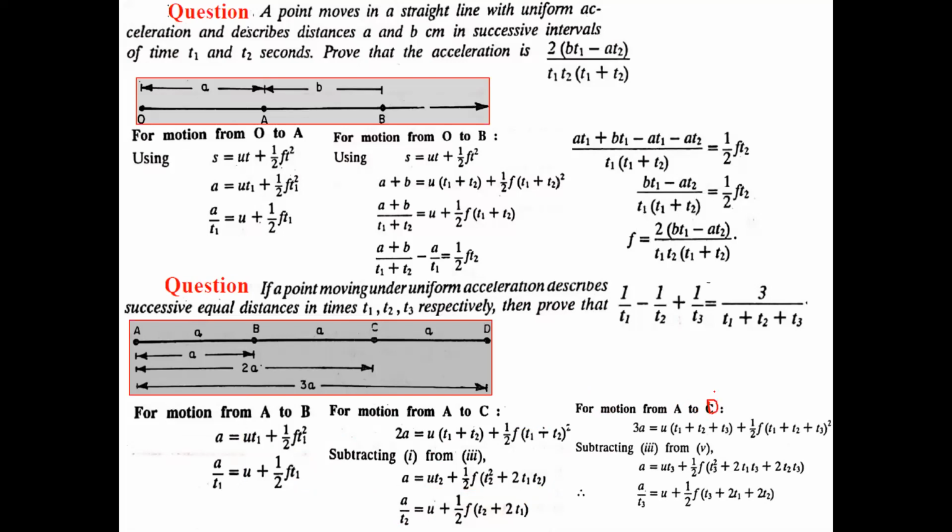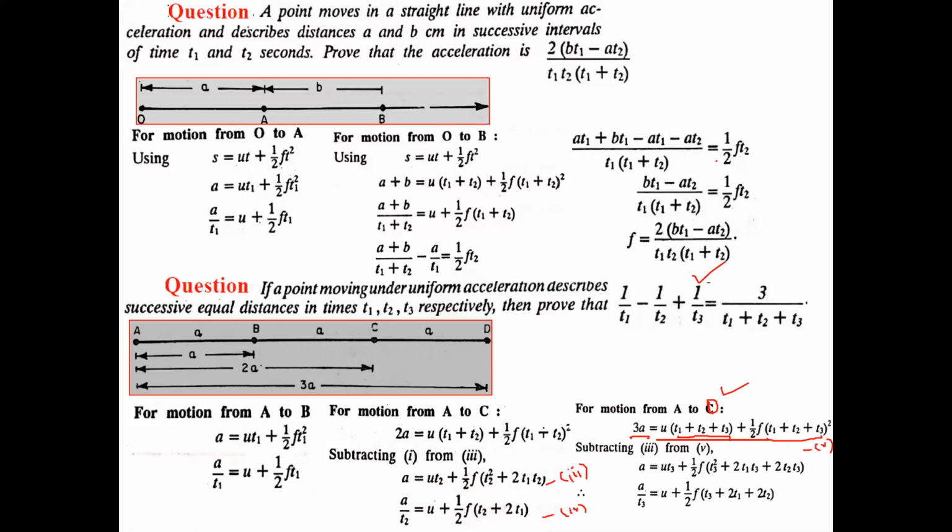And similarly from the motion from A to D, sorry, from A to D, right? Here mistaken, A to D. From A to D the distance is 3A and the time will be T1 plus T2 plus T3. So again because we need 1 by T3, we subtract third from fifth. So this is my third equation, this is my fourth equation, and this is my fifth equation.